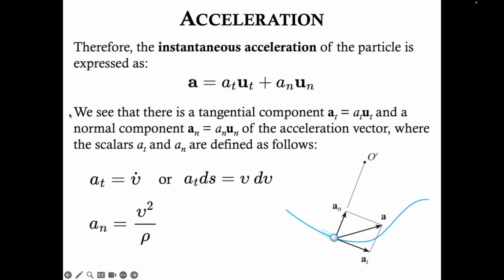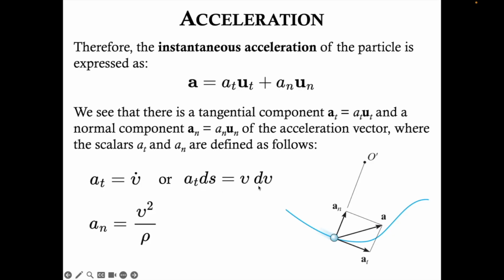We see that there is a tangential component, a sub t equals the scalar a sub t u sub t, and a normal component where the vector a sub n equals scalar a sub n times u sub n of the acceleration vector. Okay, the scalars a sub t and a sub n are defined as follows. A sub t equals v dot, that is dv by dt, that's a scalar expression.